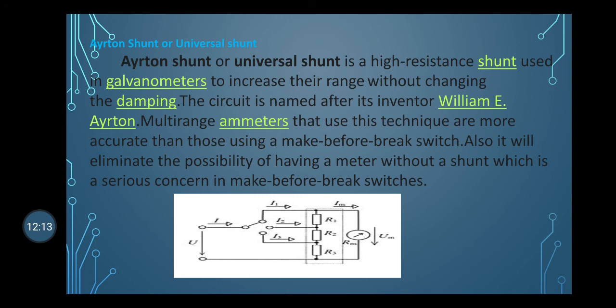The multi-range ammeter that uses this technique is more accurate than those using the make before break type switch, and it also eliminates the possibility of the meter being without a shunt, which is the serious concern in the make before break type switch. That is the main advantage of using the universal type switch.